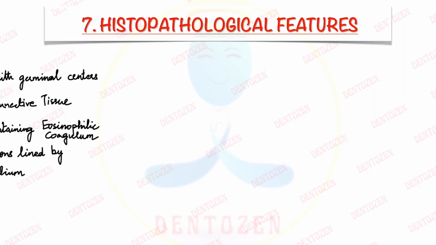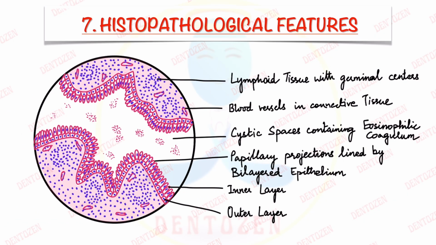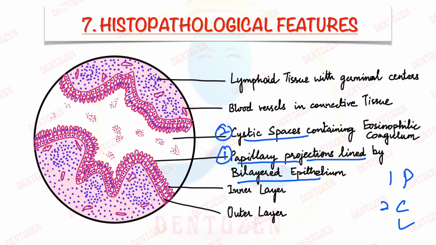Now talking about the final diagram that you have to draw, what all features you have to label. You already know PCL. First is your papillary projections lined by bilayered epithelium. Then second is your C, that is cystic spaces containing eosinophilic coagulum, and third is your lymphoid tissue beneath the epithelium with germinal centers. So if you label these three features, that can be sufficient for this diagram.